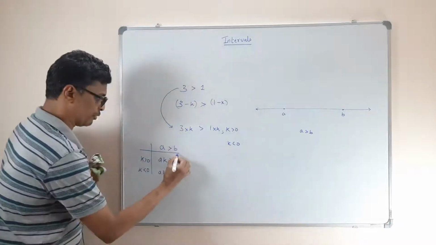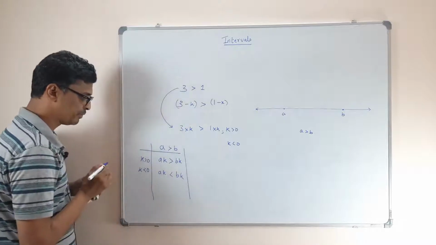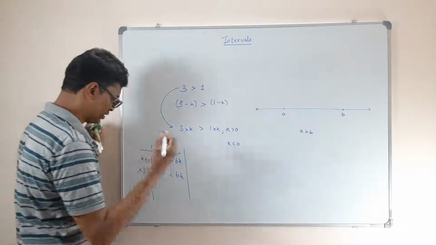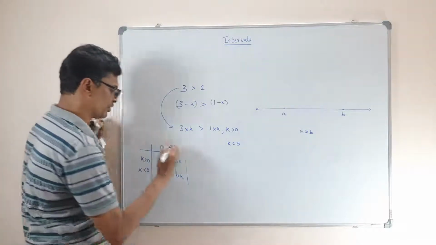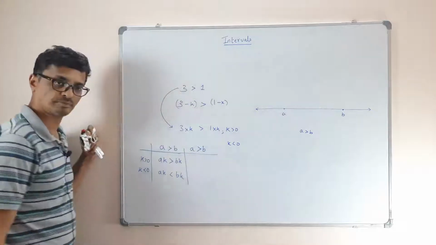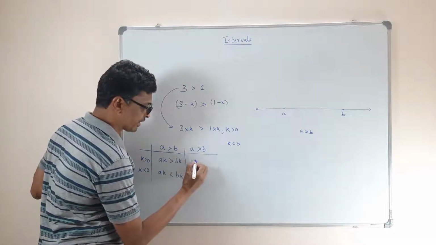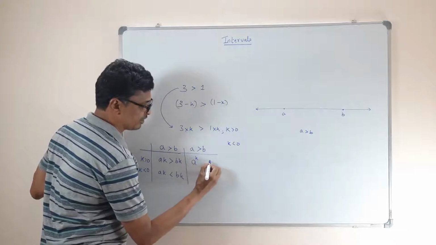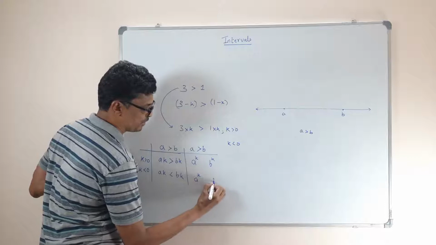Now tell me one more. Again, I am going to have one more: A is greater than B. A power k, B power k.